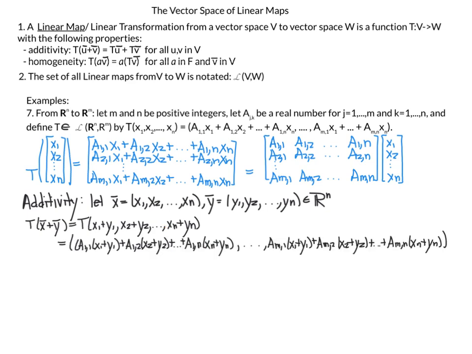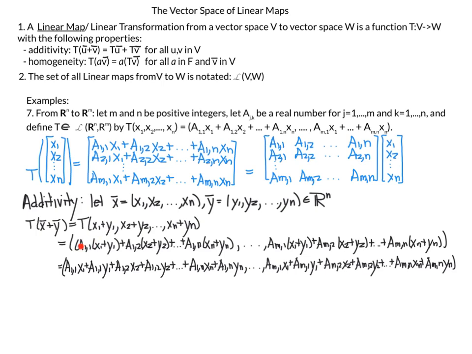Doing the transformation then on this, that's going to be a11 times our first coordinate plus a12 times our second coordinate, which is x2 plus y2, all the way up to a1n times our nth coordinate, xn plus yn. So this is a linear combination, and that's our first coordinate after the transformation. There's going to be a second, a third, all the way up to the nth coordinate, and the nth coordinate is going to be am1 times x1 plus y1 plus am2 times x2 plus y2, all the way up to amn times xn plus yn.